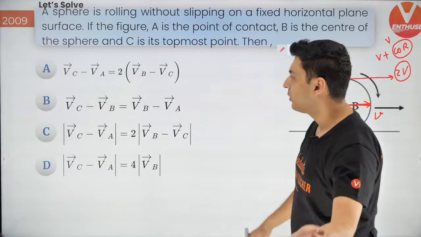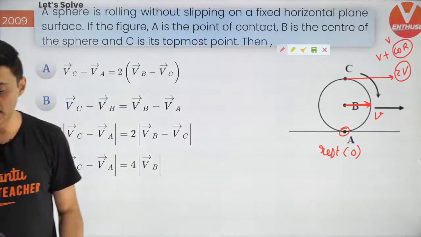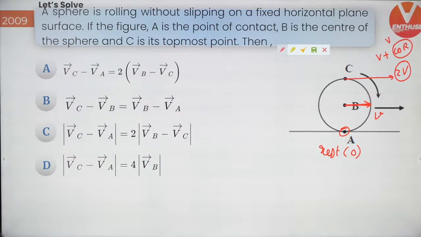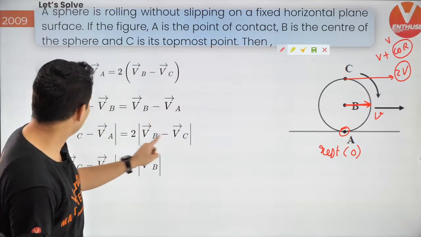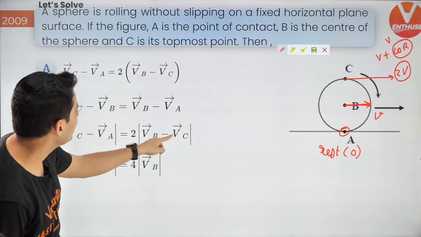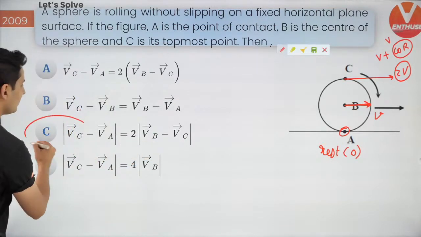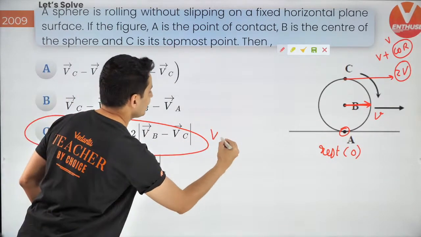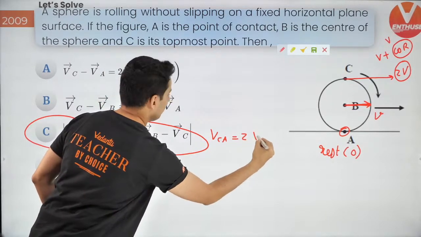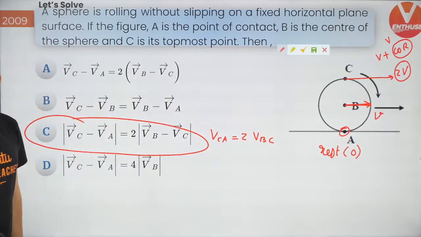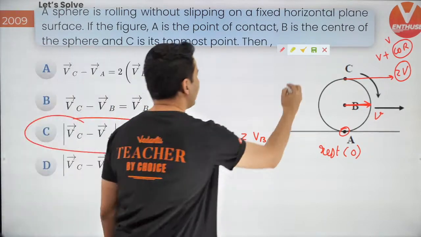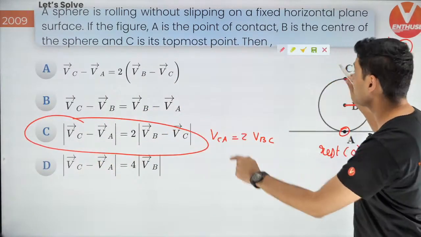Keep this in mind. Now guys, look at these options and think about it. Think about it and tell me which one will be correct. Yes, isn't it? VC minus VA is twice of VB minus VC. Shouldn't this be correct? Because VCA is twice of VBC. That's it. Correct. Option C. Excellent, guys. This is purely conceptual based.